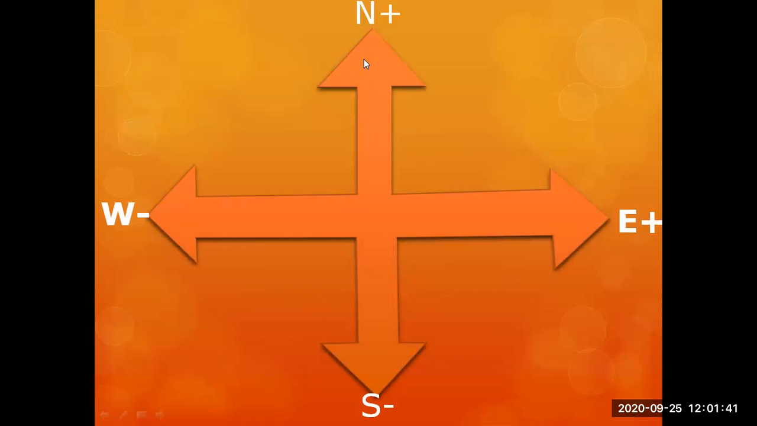Then we have north, south, west and east as the cardinal directions. So we use the positive sign and negative sign even for these. North means positive, south means negative, west means negative, and east means positive.